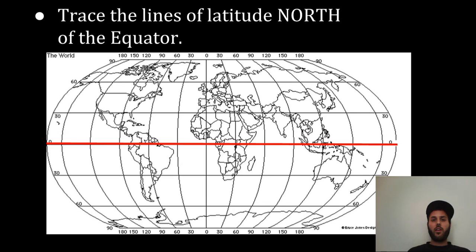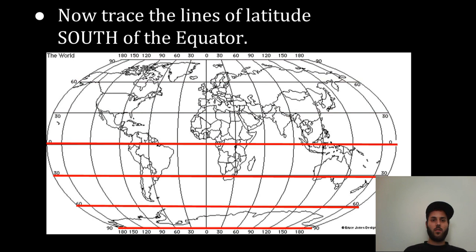Now trace all the other lines of latitude that are north of the equator. Next, trace the lines of latitude that are south of the equator. Lines of latitude measure the distance from the equator to another place on Earth.